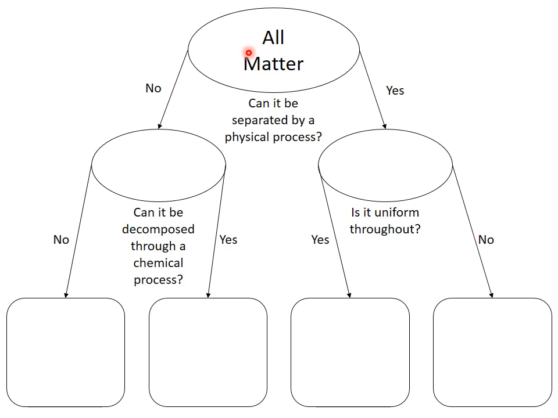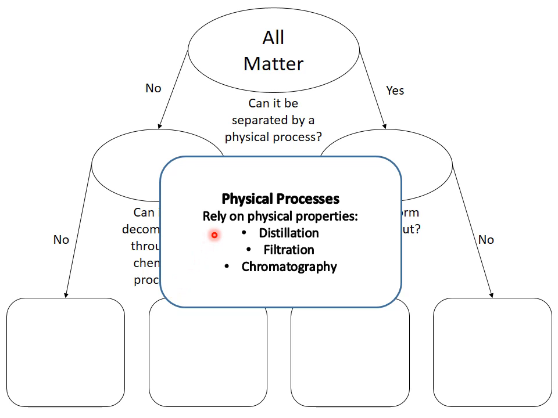If we begin with a chunk of stuff, all matter, the first question you ask is, can it be separated by a physical process? And a physical process relies on a physical property. It includes things like distillation, which is the separation of liquids by boiling point, filtration, which separates solids from liquids, and chromatography, which separates chemicals based on the affinity they have for other chemicals.